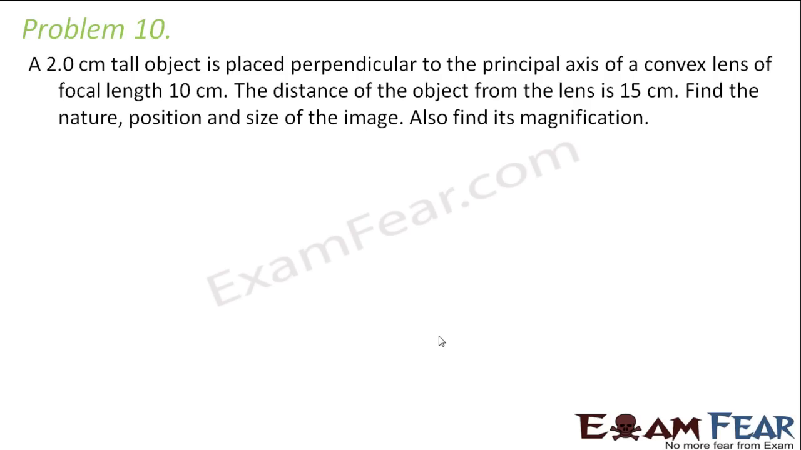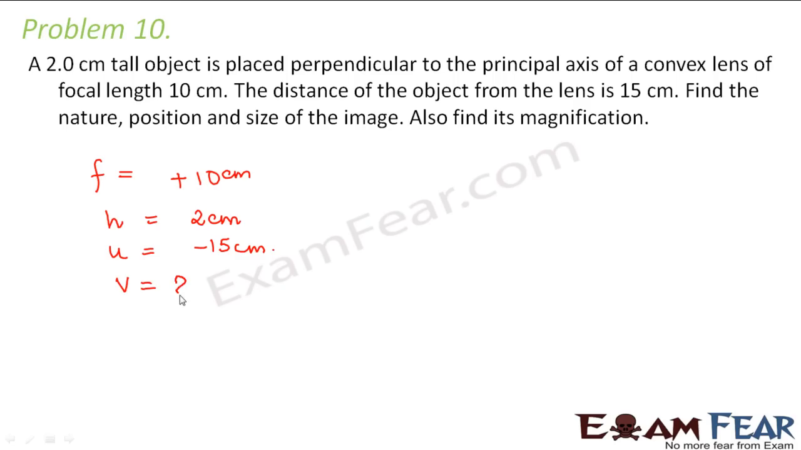It says that a 2 cm tall object is placed perpendicular to the principal axis of a convex lens of focal length 10 centimeters. So in this case, focal length is 10 centimeters. For a convex lens, focal length will be positive. Now what is the height of the object? It is 2 centimeters. The distance of the object from the lens is 15 centimeters. So U is minus 15 centimeters. So we have to calculate the value of V and also magnification.